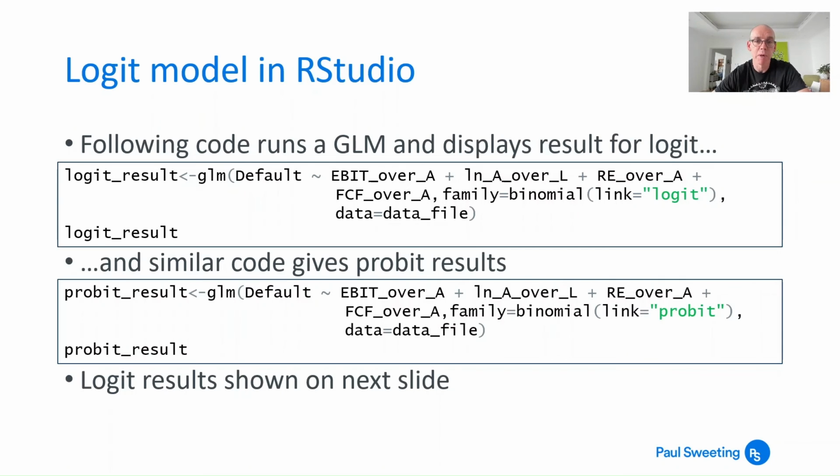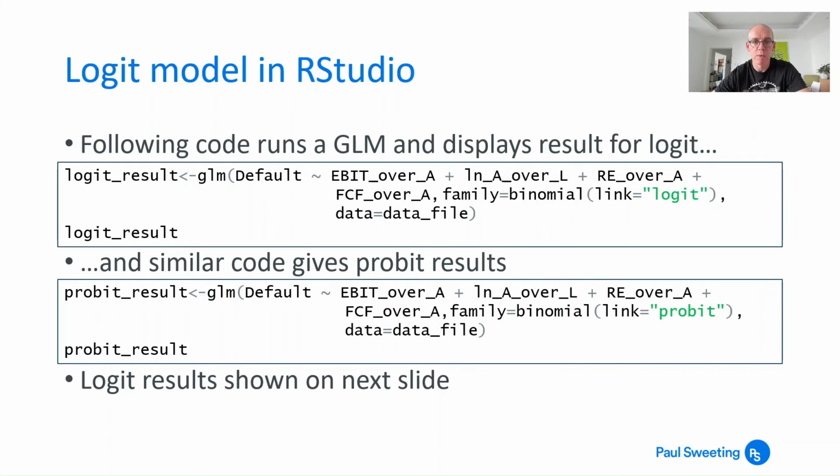And that is explained by the variables EBIT over assets, log of assets over liabilities, retained earnings over assets, plus free cash flows over assets. So that's the expression that you use. It's a GLM, and you're telling it it is a binomial family of GLM, and the particular type is one which is linked by the Logit function.